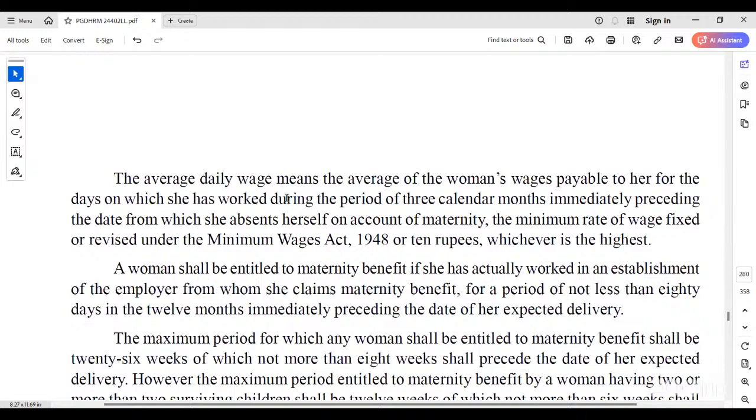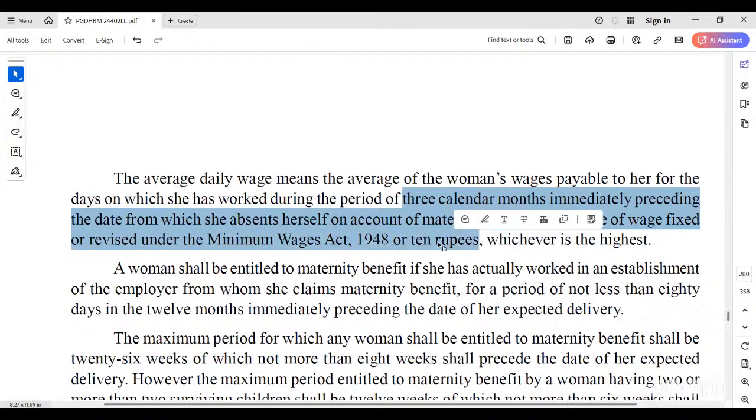So average daily wage means the average of the wages payable to her for the days on which she has worked during the period of the 3 calendar months immediately preceding the date from which she absents herself on account of maternity, or the minimum rate of wage revised under the Minimum Wages Act 1948, or 10 rupees, whichever is higher, as per this Act.